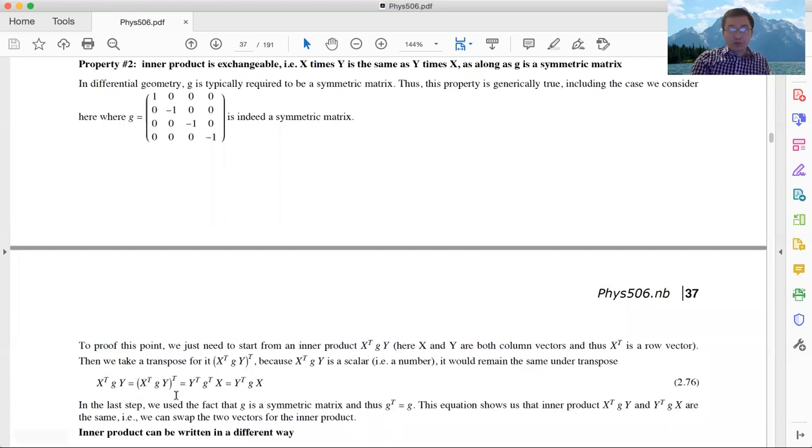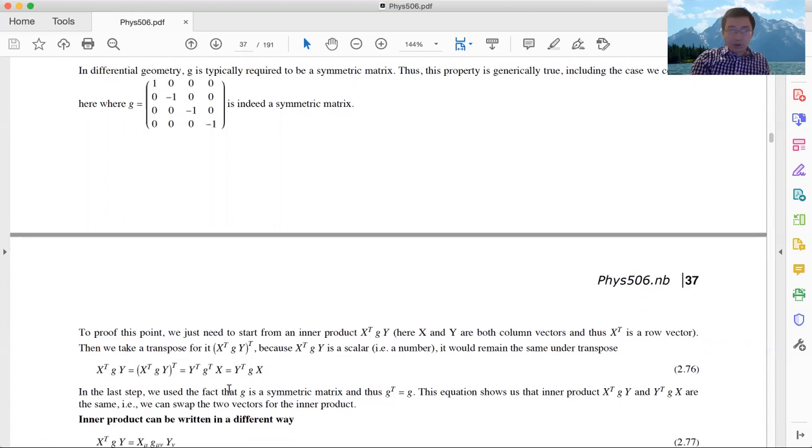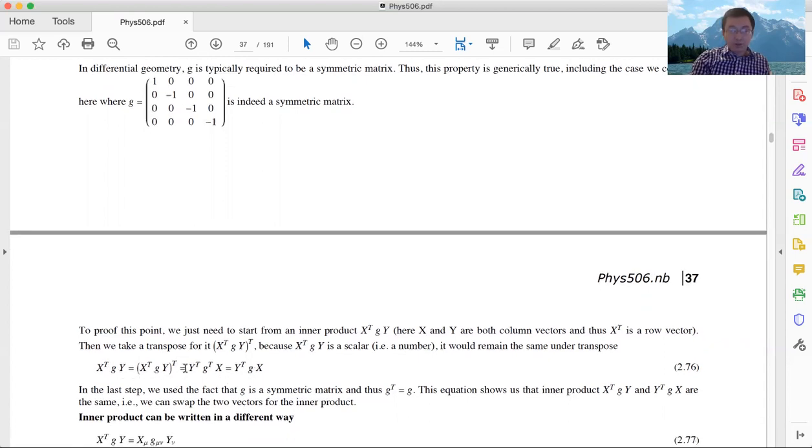Okay, if we take a transpose, we can show that x transpose times g times y and y transpose times g times x are exactly the same thing. I will not go into the detail, so you can look at the detail afterwards in the lecture notes. Basically, we just take a transpose of this thing, because the inner product is a number, a scalar. The transpose of a number is still the same number.